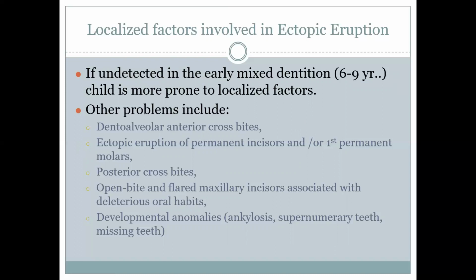You should be taking some x-rays. If everything looks good and they don't have any decay, you should be taking either a Panorex radiograph or a full mouth set of x-rays so you can see the periapicals of the teeth in the posterior segments. Other problems include dental alveolar anterior crossbites, ectopic eruption of permanent incisors or permanent molars, posterior crossbites, open bite, and flared maxillary incisors with oral habits, and developmental anomalies such as ankylosis, supernumerary teeth, and missing teeth.